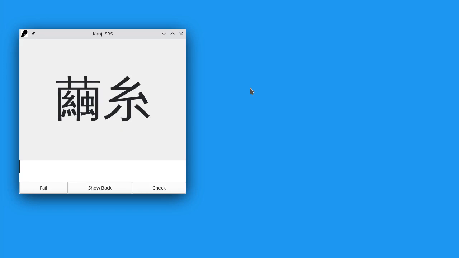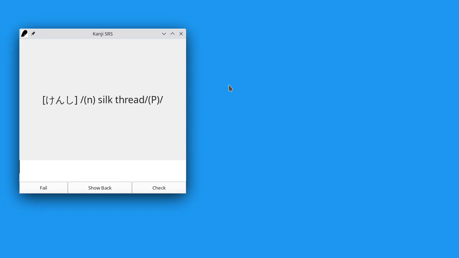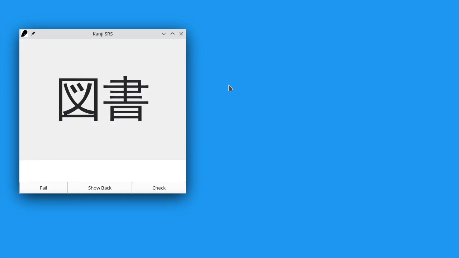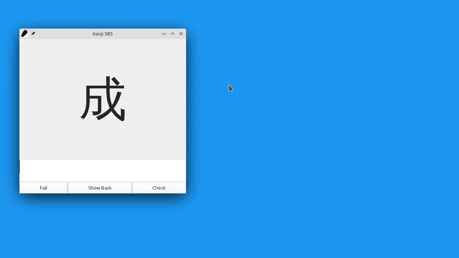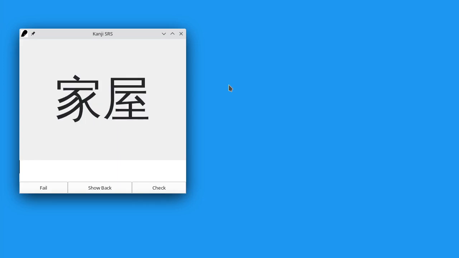And this one is thread. It is silk thread. This left one isn't in my list. The right one, of course, is a very, very important one. Yeah. Kenshi, and this is Tosho. I have to remember Toshokan, because that's that. And this is either Sei or Shi, I think. Let's try to say, so it's Sei.